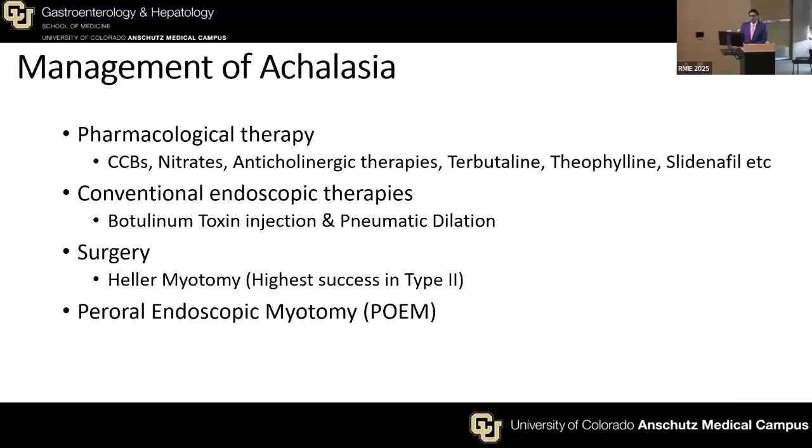Before we had a lot of advances in endoscopy, we obviously would rely first on pharmacological therapies. None of them work great, but can help with some motility symptoms at least. Endoscopically, we relied on pneumatic dilations and Botox injections to the LES, and then surgery, Heller myotomy, which has the highest success in type 2 achalasia. And then about 14 or 15 years ago, POEM, peroral endoscopic myotomy, which you saw a demonstration of yesterday, came into view.